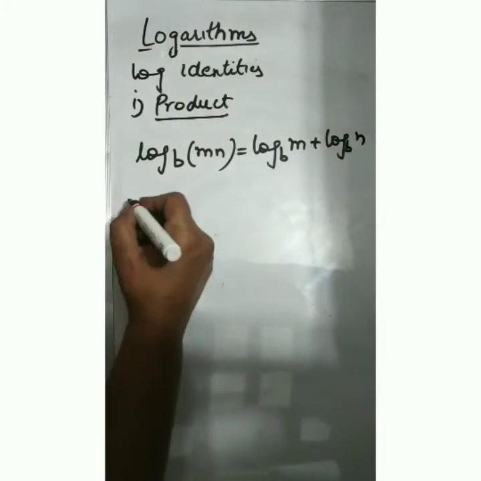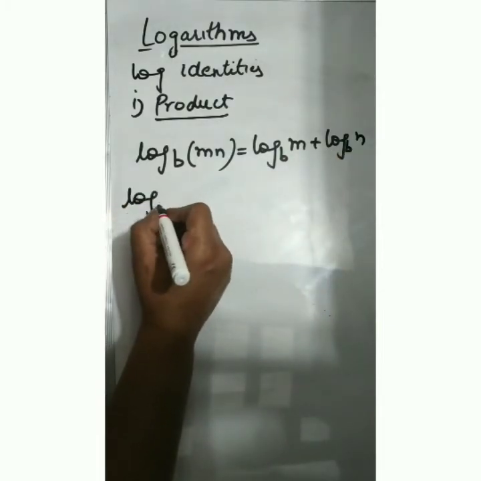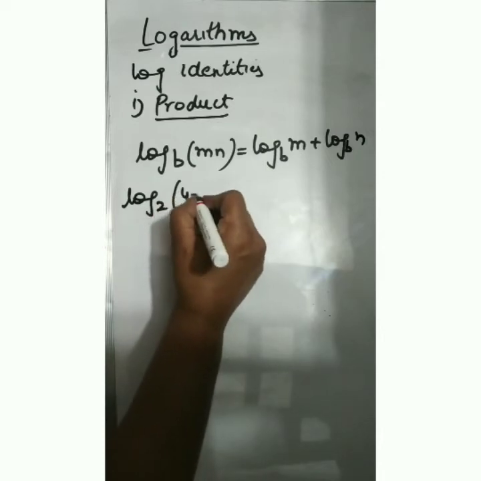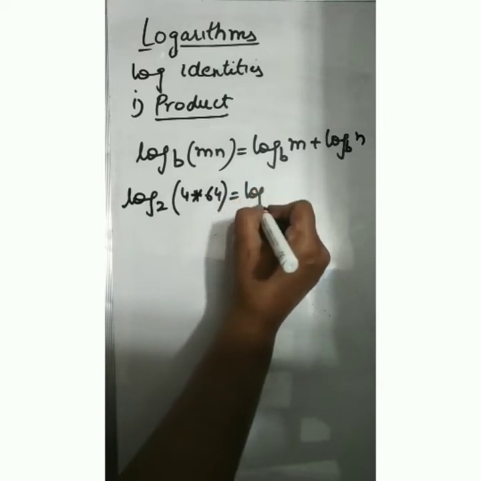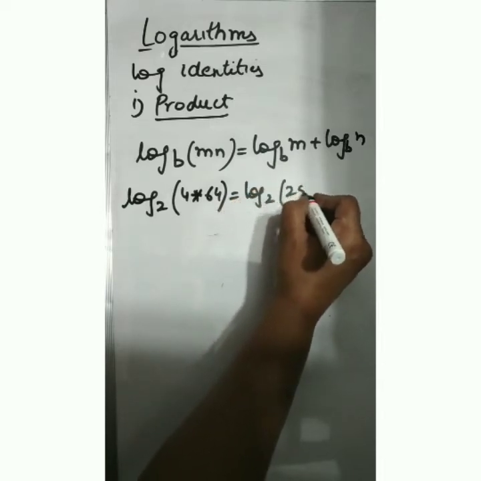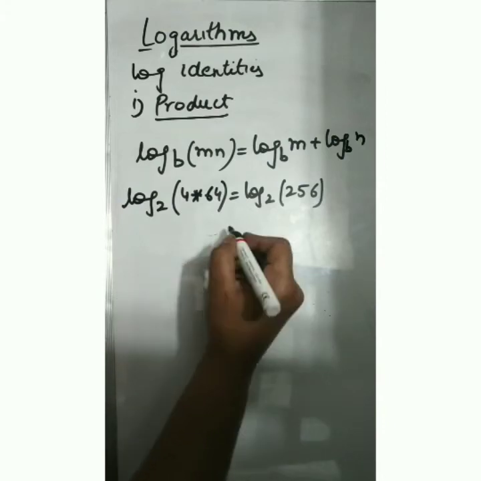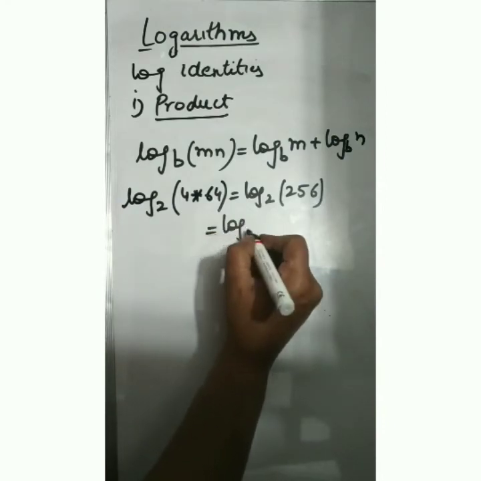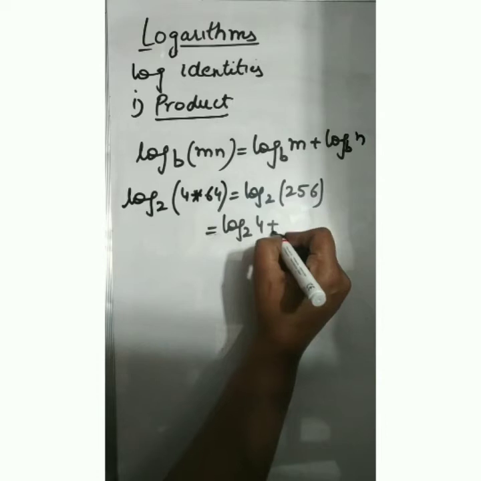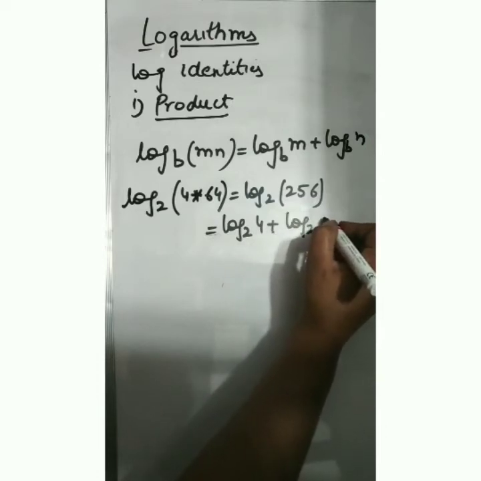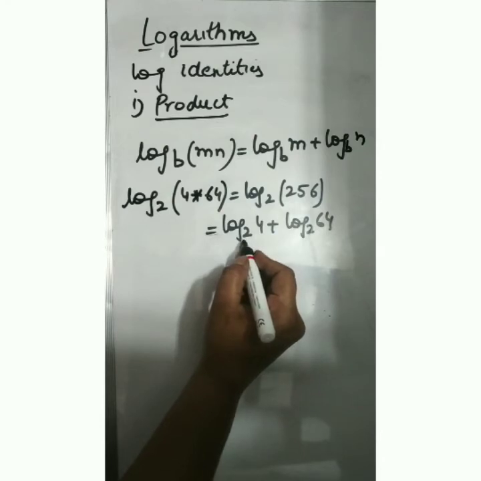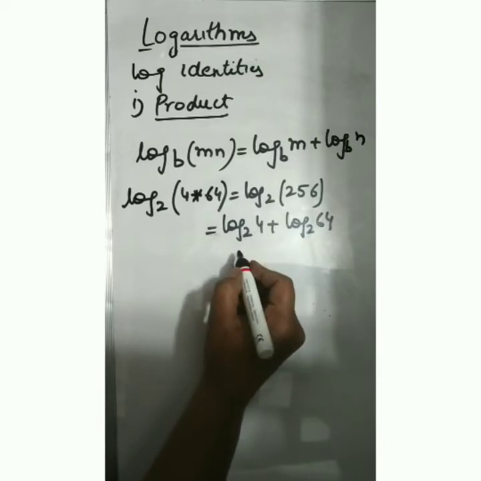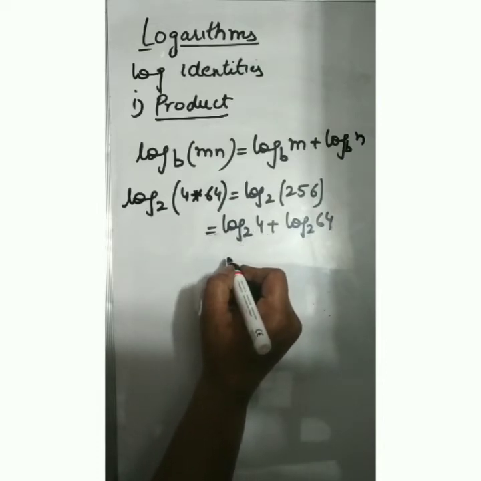Let us take an example. Log of 4 into 64, that is log of 256 to the base 2, can be solved as log of 4 plus log of 64. Log of 4 to the base 2. Here we want to know how many times we multiply base 2 so that we can get 4, which is, we know that if we multiply 2 two times, we will get 4.